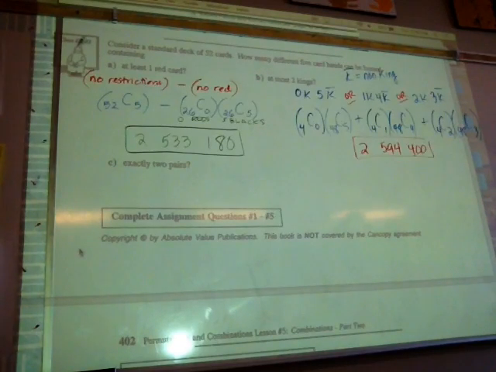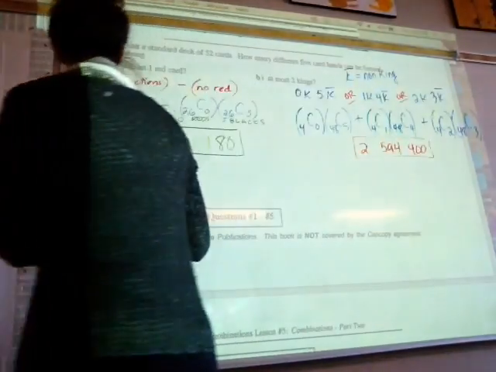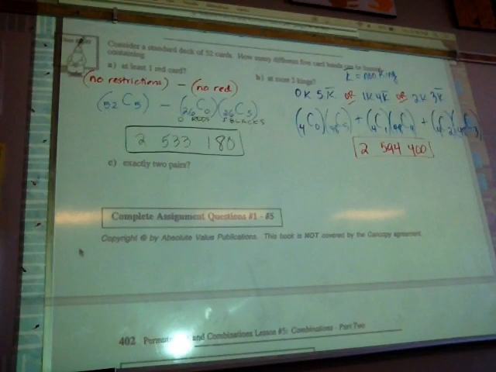Alright, last scenario, we have exactly 2 pairs. A pair is when we have the same card twice, or the same number twice. For example, if you had a 3 and a 3, or an 8 and an 8, that would be 2 pairs. So in each suit, we have 13 numbers.